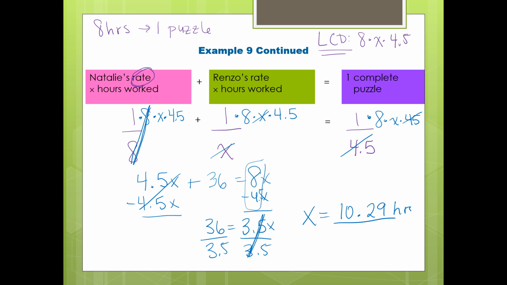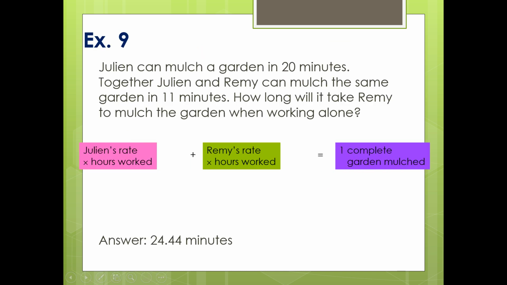And that is going to leave us, if you do 36 divided by 3.5, with 10.29. So Renzo working by himself would take about 10.3 hours. And this is rounded. This came out to a long decimal, but rounding is fine in this case. She takes 8 hours, but if you combine them together, they can do it a lot faster in 4.5 hours. Okay, so there's another one like that.